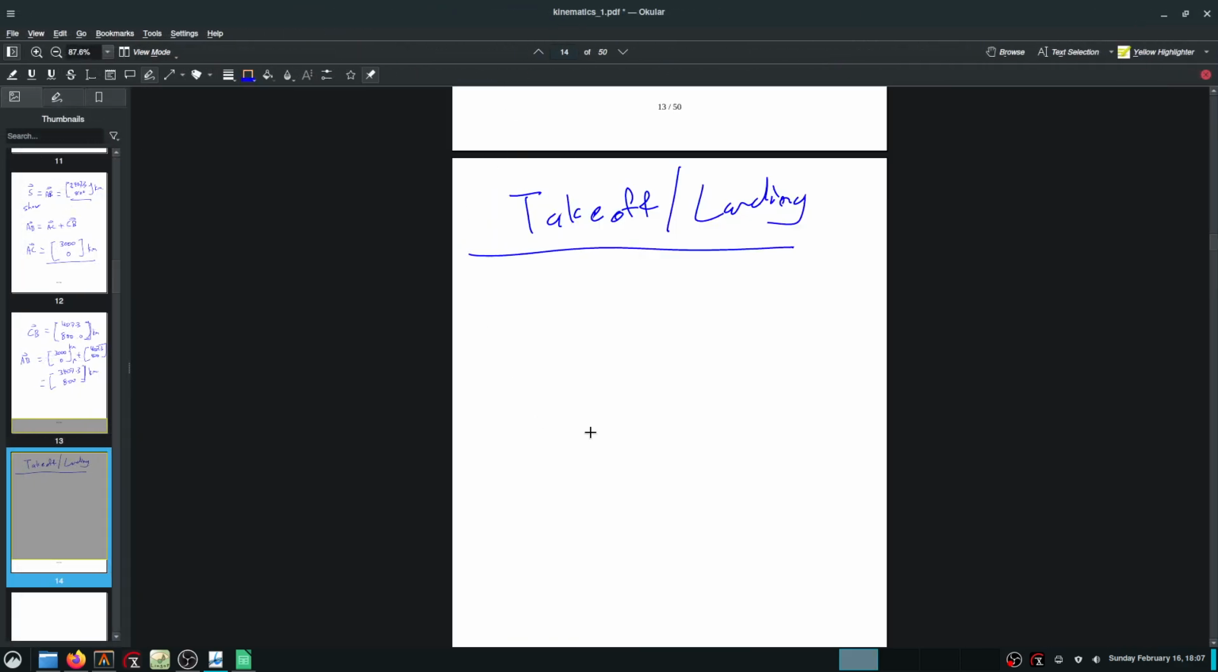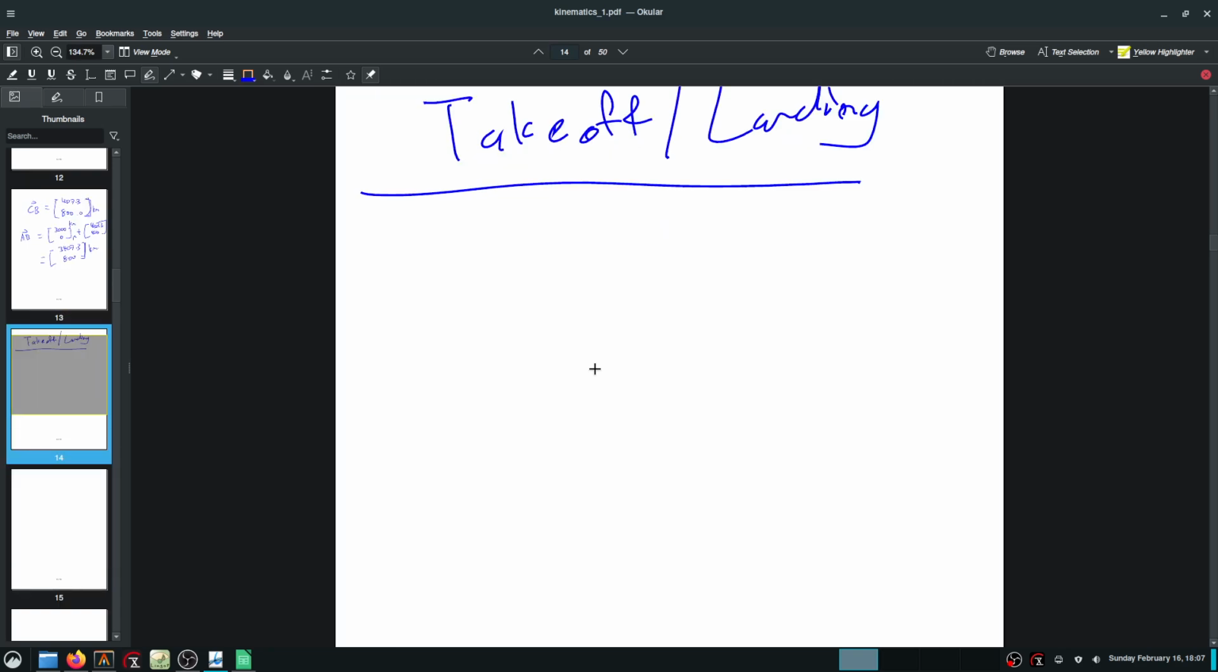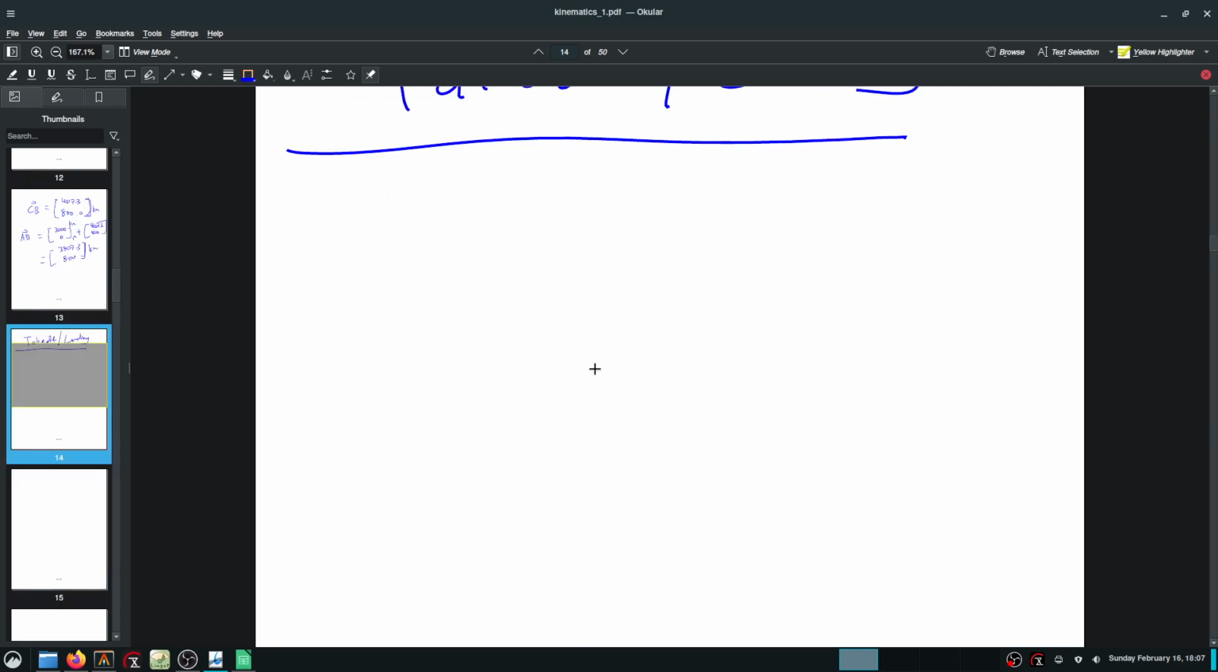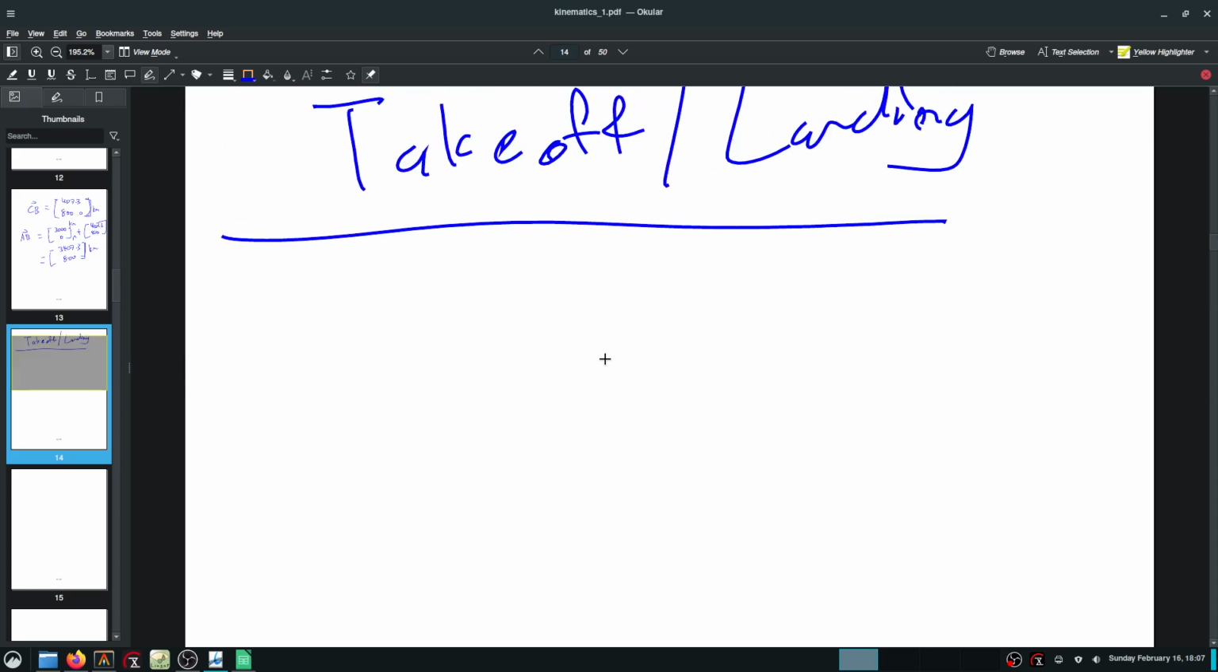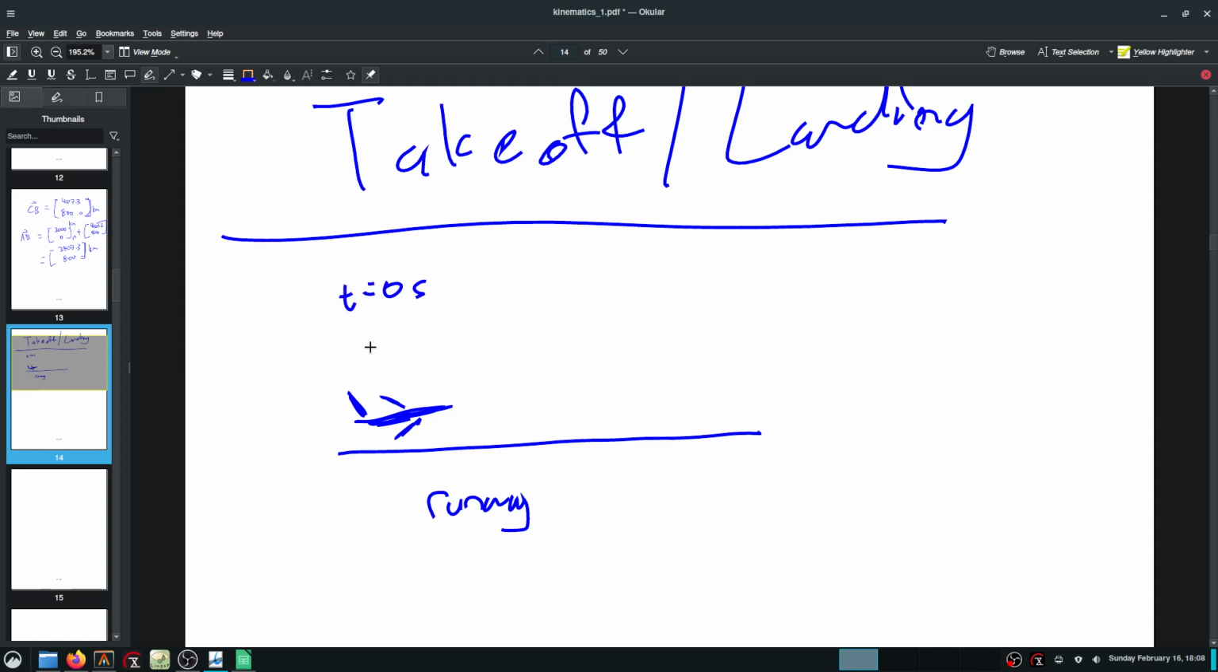So I'm going to close the calculator thing and I'm going to increase it here. Right. What's the case in takeoff and landing? Okay, you have a runway, and your plane is traveling like this. In the takeoff, you start off at time equals 0 seconds. The velocity, or speed, okay, velocity is 0 meters per second.